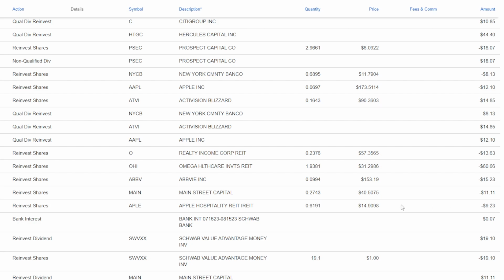So that's pretty beautiful. Main Street Capital paid $11.11. That one also pays monthly, by the way. Reinvested for 0.27 shares. Pretty nice. AbbVie paid $15.23, big share price, so not a big reinvestment, but it was 0.09, not too bad. OHI, Omega Healthcare, is a massive dividend, by the way.